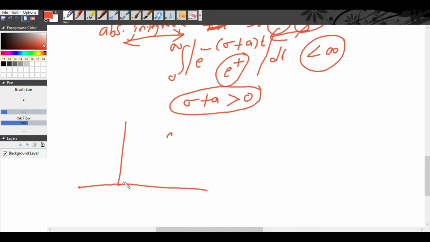So we have a strip like this. This is the minus a region. This is the s plane. For this particular condition, our given function is absolutely integrable, and only for this condition. That means sigma is greater than minus a.